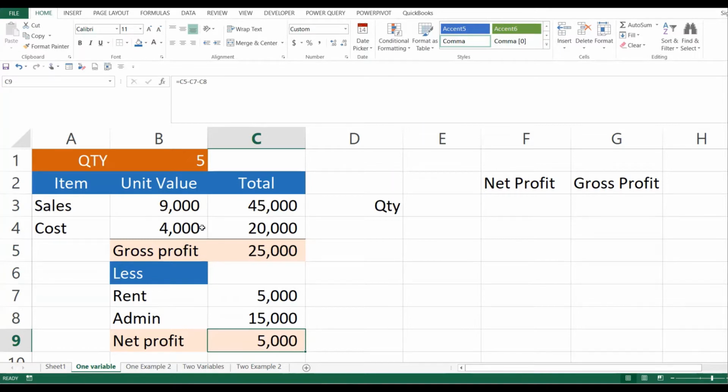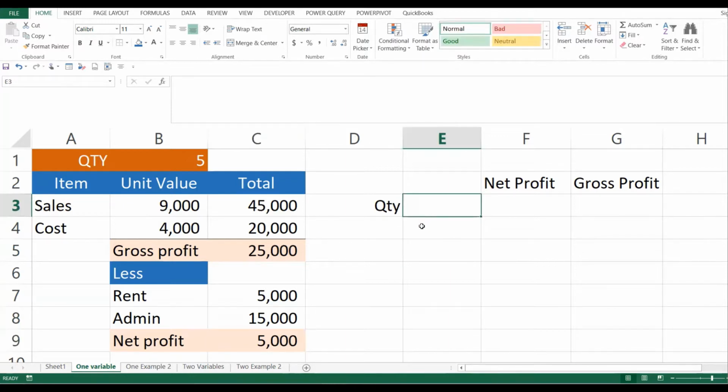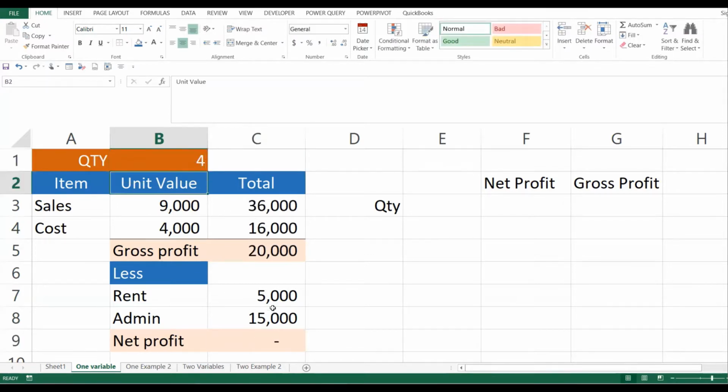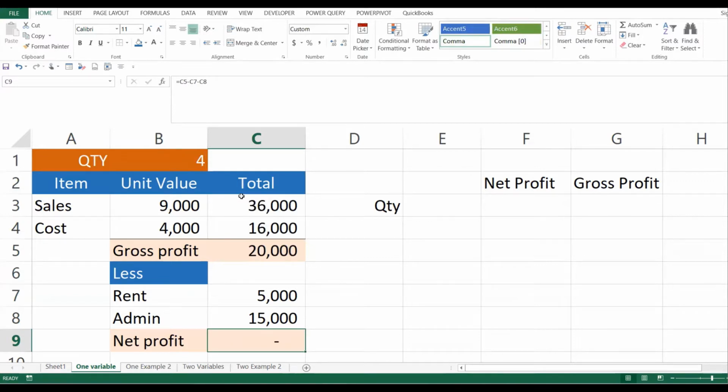So what do we want to achieve? What we want to achieve, in our first example, is to vary the quantity. As we vary the quantity, we need to understand how the net profit is varying. Of course, the long route could be to put in 5 here, record the net profit. Put in 4, record the net profit, and so on. But as an Excel pro, there are better ways of doing this.